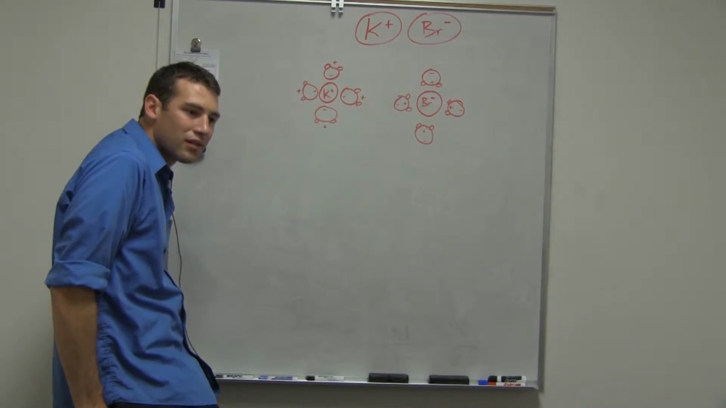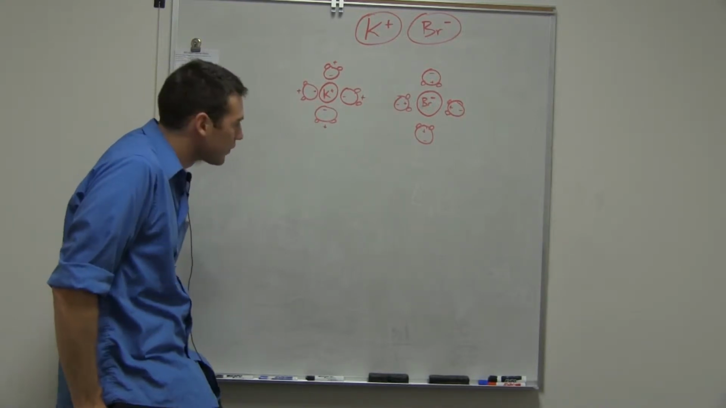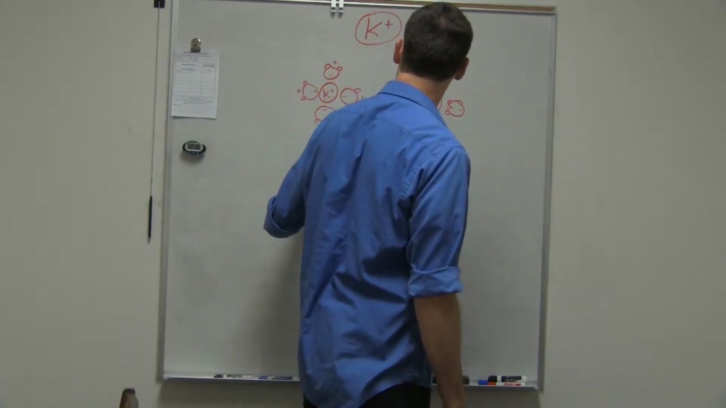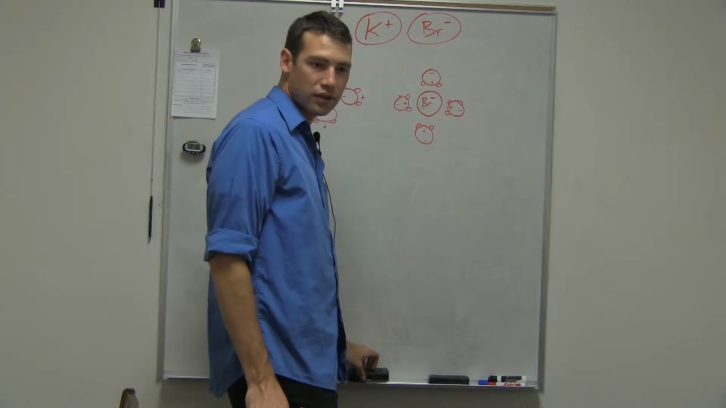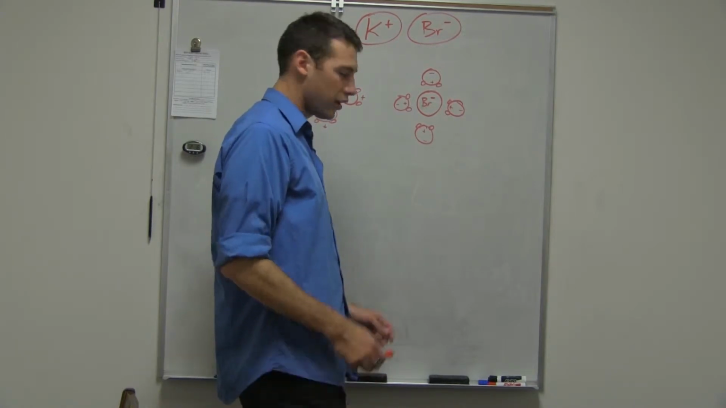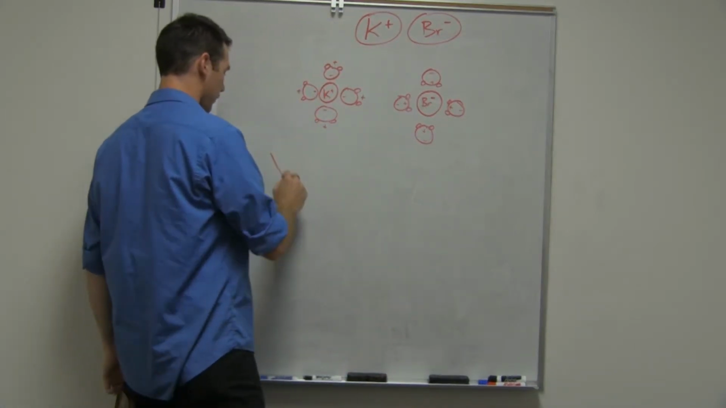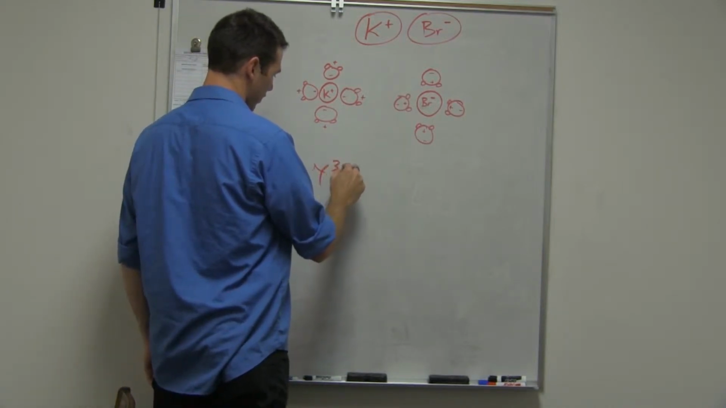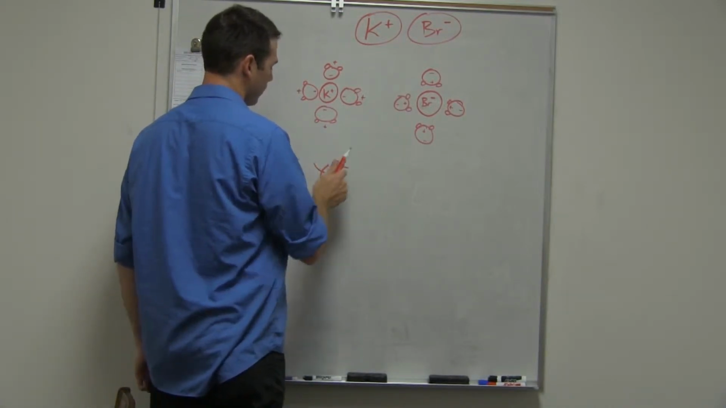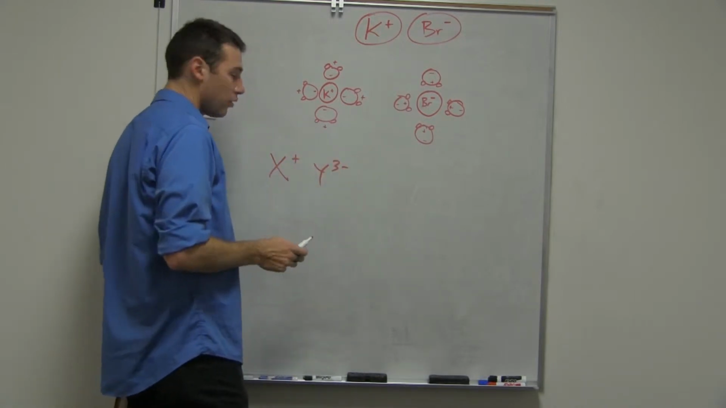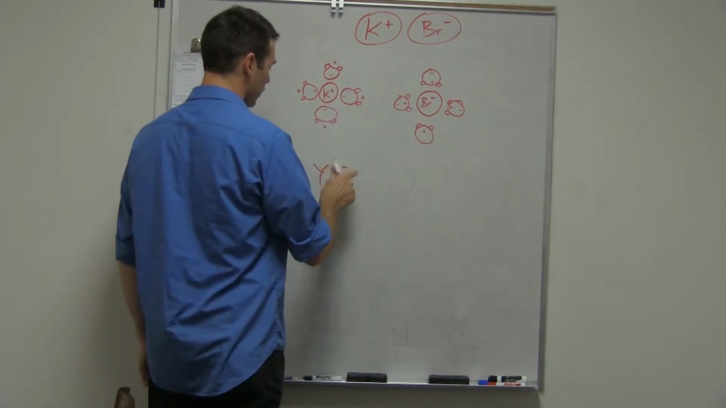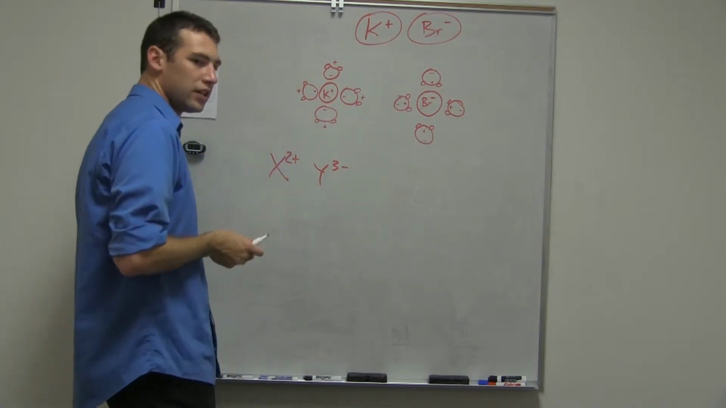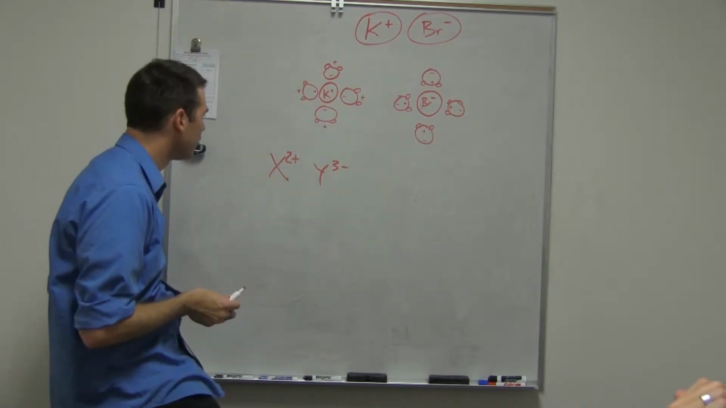So this one is predict the formula for a compound made from X plus and Y to the negative third power. Okay, so if you have x plus like that, and y to the third power, I mean not y to the third, it's x 2 plus and y 3 minus. Okay, how would we write that one?